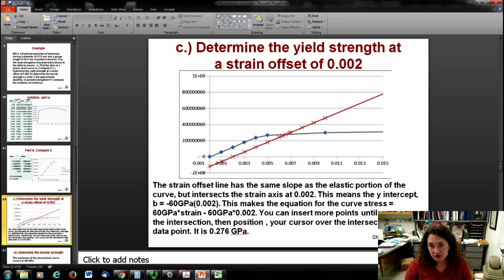So your equation for that straight line is going to be 60 gigapascals times the strain minus 60 gigapascals times 0.002, your y-intercept. And then what you do is you plot on the same plot the straight line that you got versus the stress strain curve, and you look at where that data intersects, and where it intersects you read off your stress. So that's what I did. I moused over that point on the line, and I got 0.276 gigapascals for my value. So that was my yield strength.